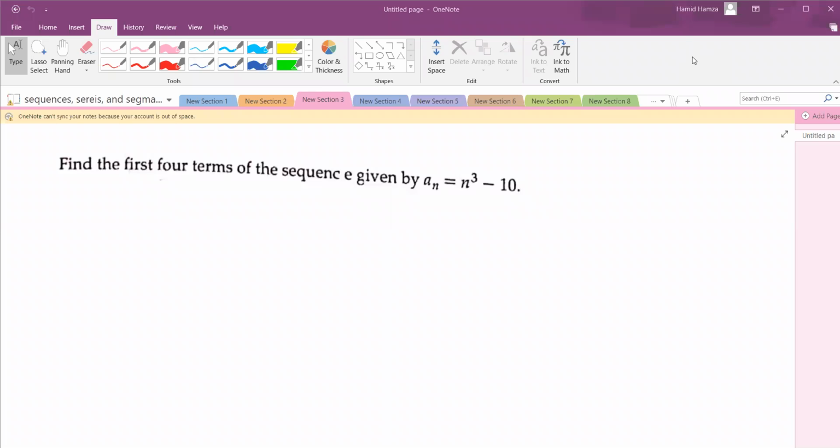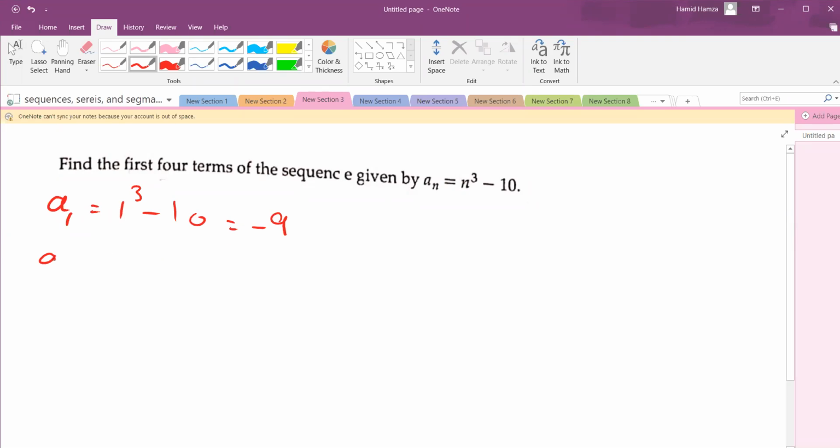So we start by finding the first term, a1, by replacing n by 1. So it will be 1^3 minus 10. The answer will be negative 9.